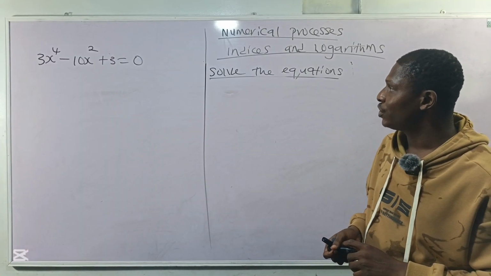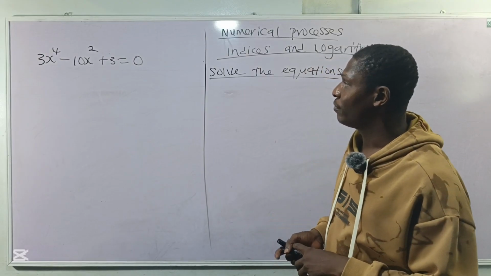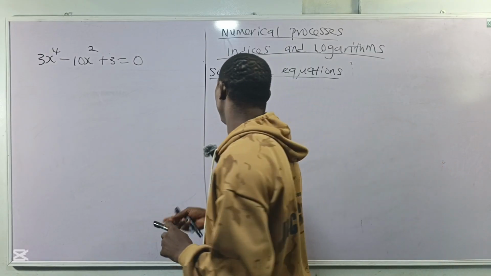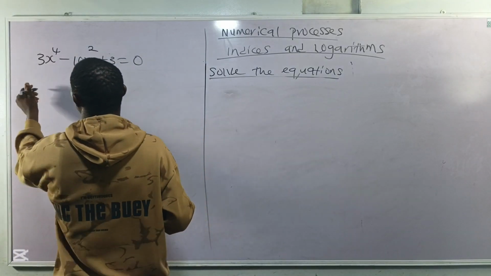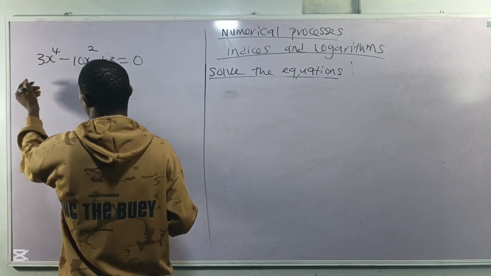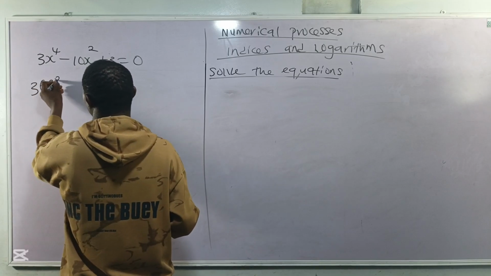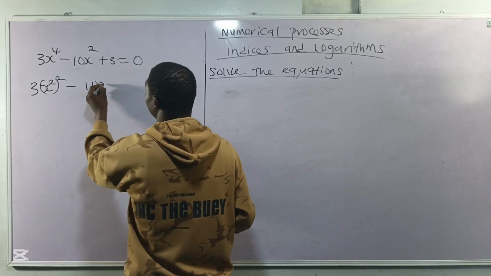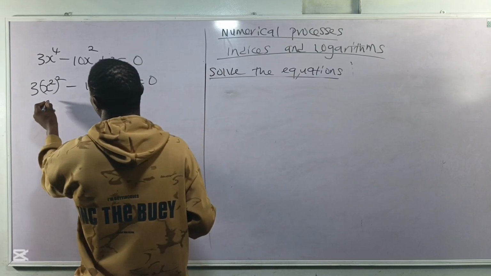So we have another equation on the board. 3x raised to power 4 minus 10x raised to power 2 plus 3 equal to 0. We have to solve. Let me express x raised to power 4 in another form, as x raised to power 2 in bracket 2, because 2 times 2 will give me 4 from my indices, minus 10x raised to power 2 plus 3 to be equal to 0.